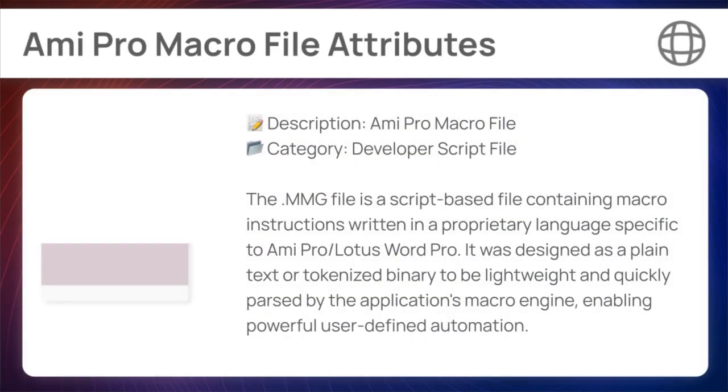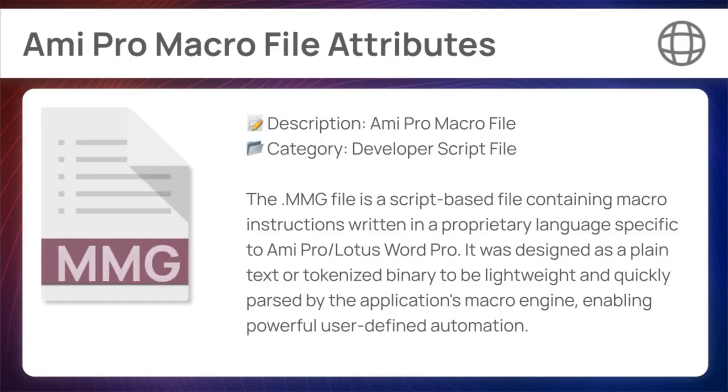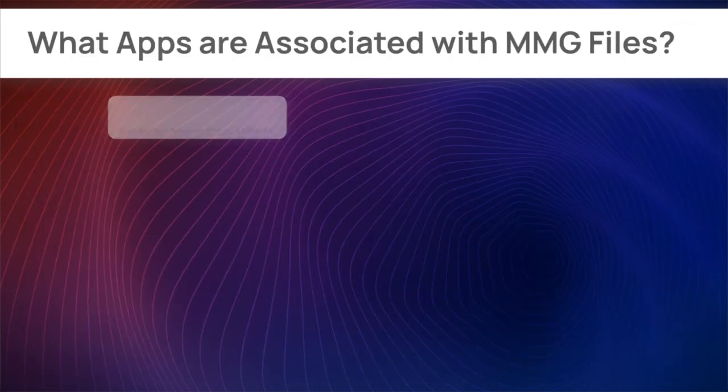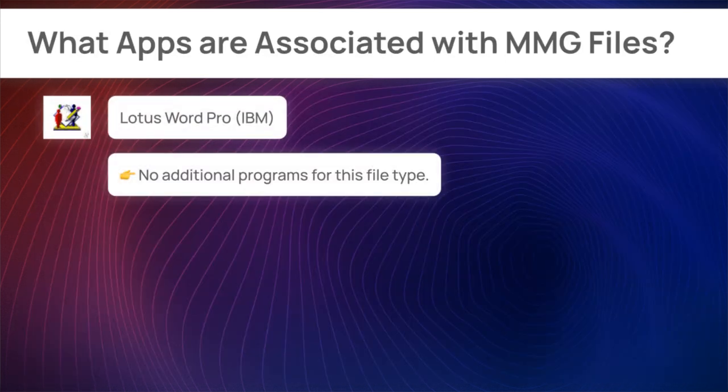The MMG file is a script-based file containing macro instructions written in a proprietary language specific to AMI Pro, Lotus Word Pro. It was designed as a plain text or tokenized binary to be lightweight and quickly parsed by the application's macro engine, enabling powerful user-defined automation. The most widely recognized opener for MMG is unequivocally Lotus Word Pro from IBM.